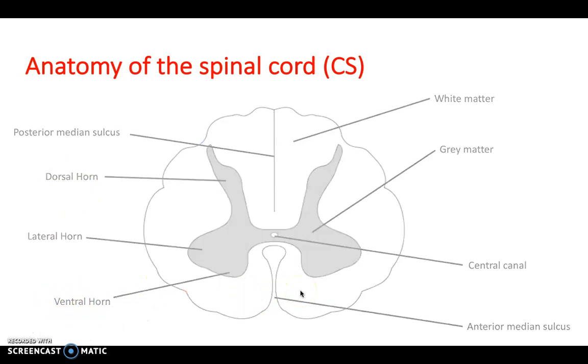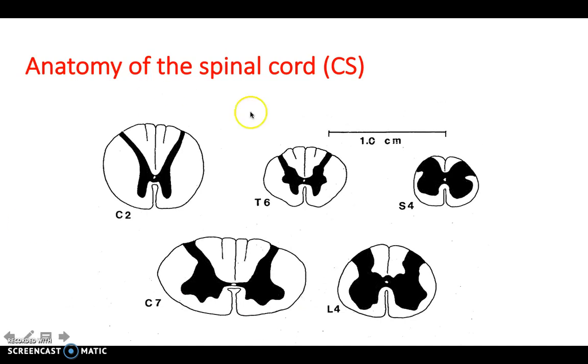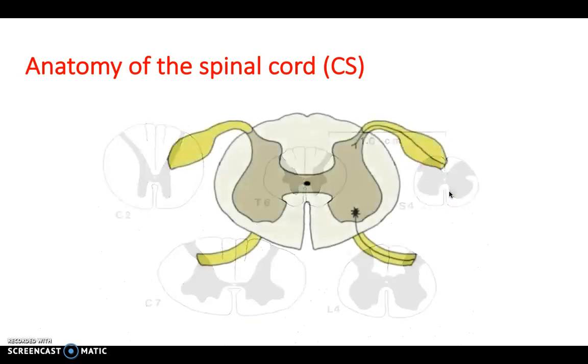Another thing to note is that as we go down the levels of the spinal cord from the cervical region to the sacral region, in the cervical region we have a high proportion of white matter to grey matter, and as we reach the sacral region it's actually the other way around, so we've got a higher proportion of grey matter in comparison to white matter.